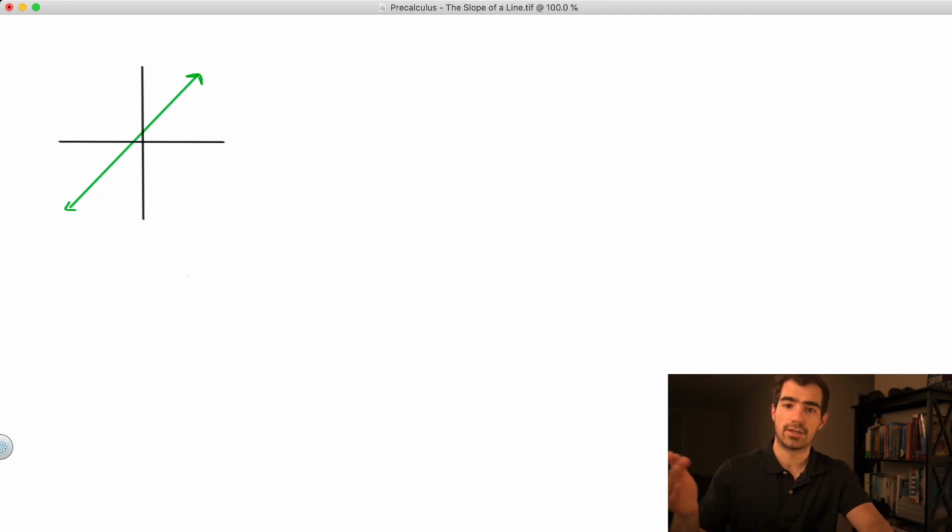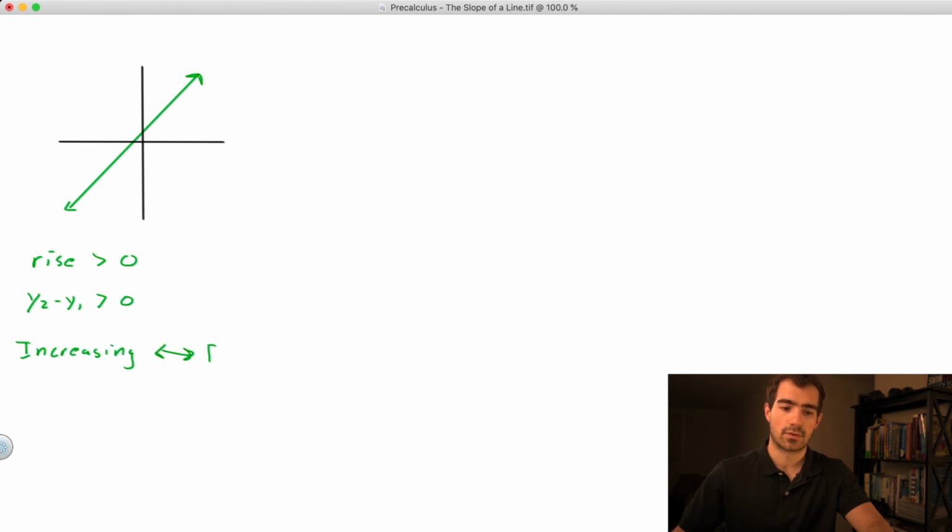So if we're going up a lot more, our slope is going to be a lot higher. If we're going over a lot more, we're dividing by a bigger number, and so our slope is going to be smaller. Additionally, anytime we have an increasing function, our rise is going to be greater than 0. In other words, our difference between y2 and y1 is greater than 0, which means that when we have an increasing function, we're going to have a positive slope. And so this here represents the graph of a positive slope.